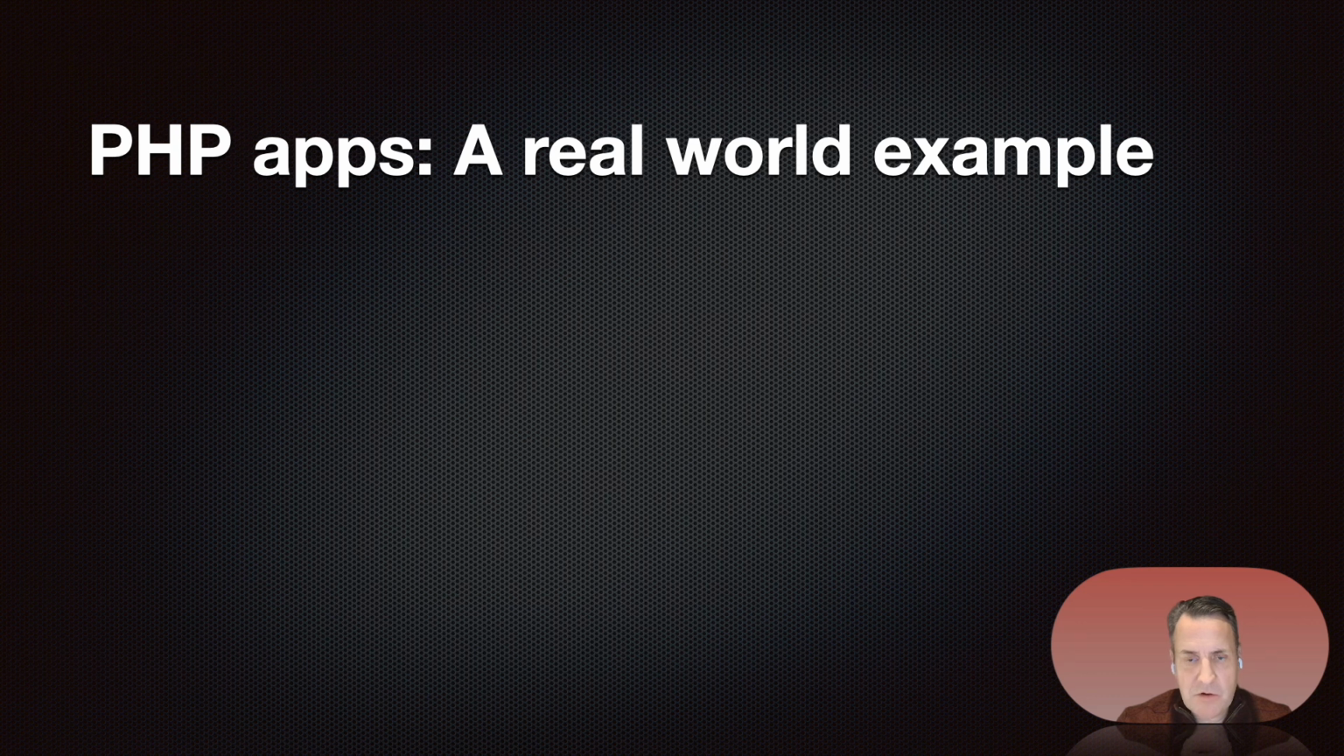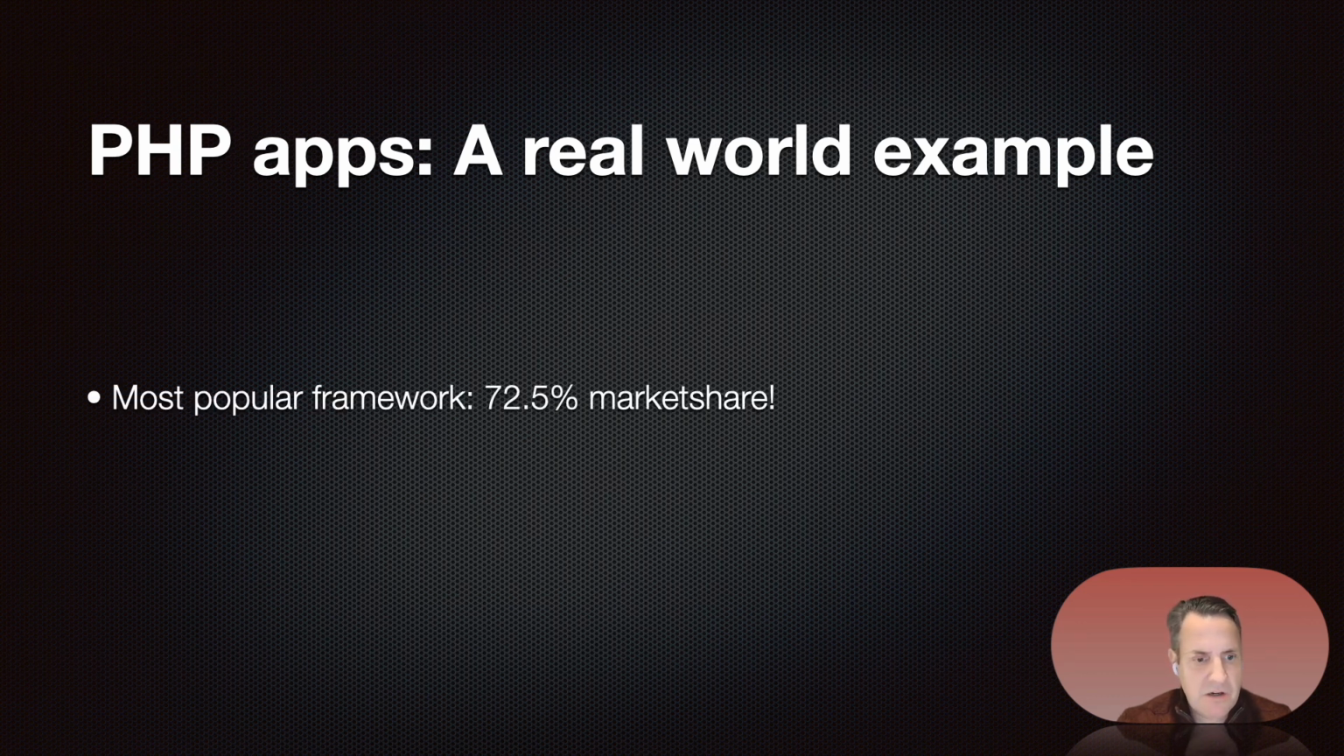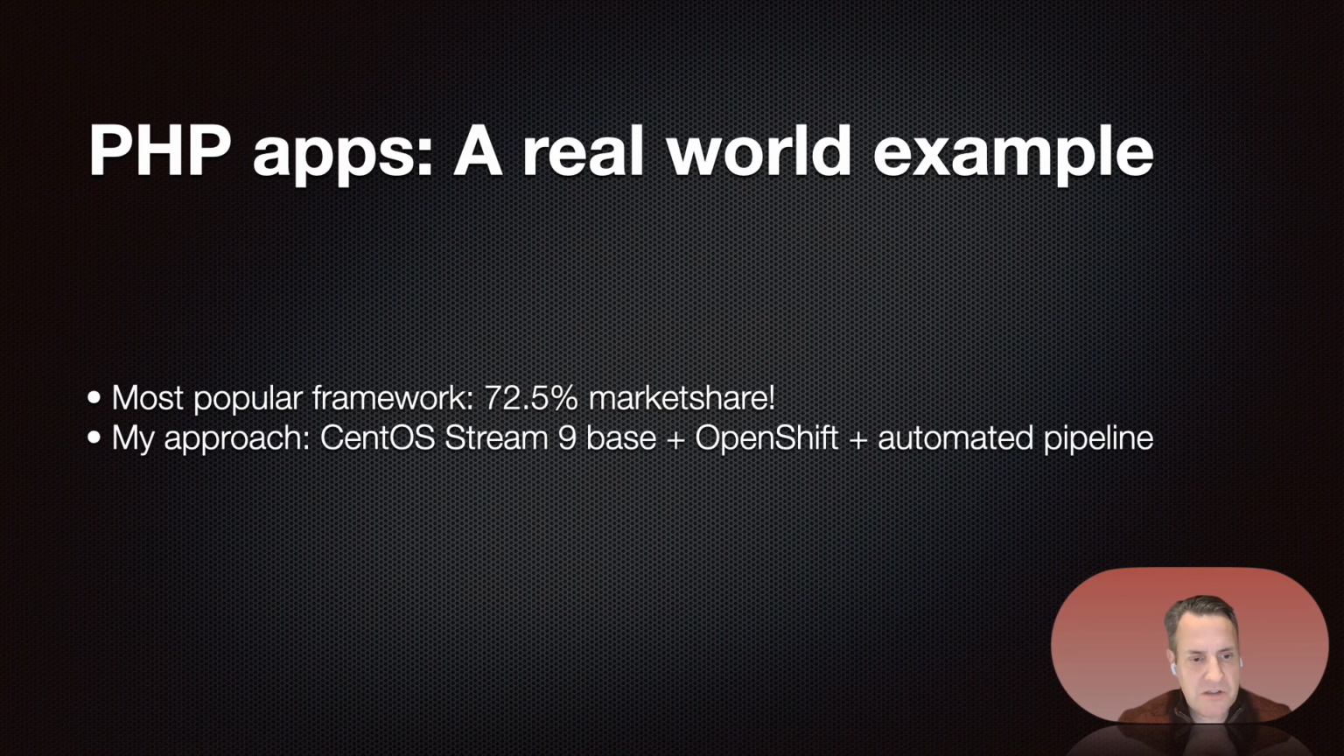PHP has been around for 30-something years now, and there are a lot of PHP apps out there. It is still the most popular framework with something like a 72.5% market share. I assume that's probably because of all the WordPress deployments out there. I'm not really sure. So my approach is I'm going to use the unsupported but free CentOS Stream 9 base, which is now the downstream version for Red Hat Enterprise Linux 9.